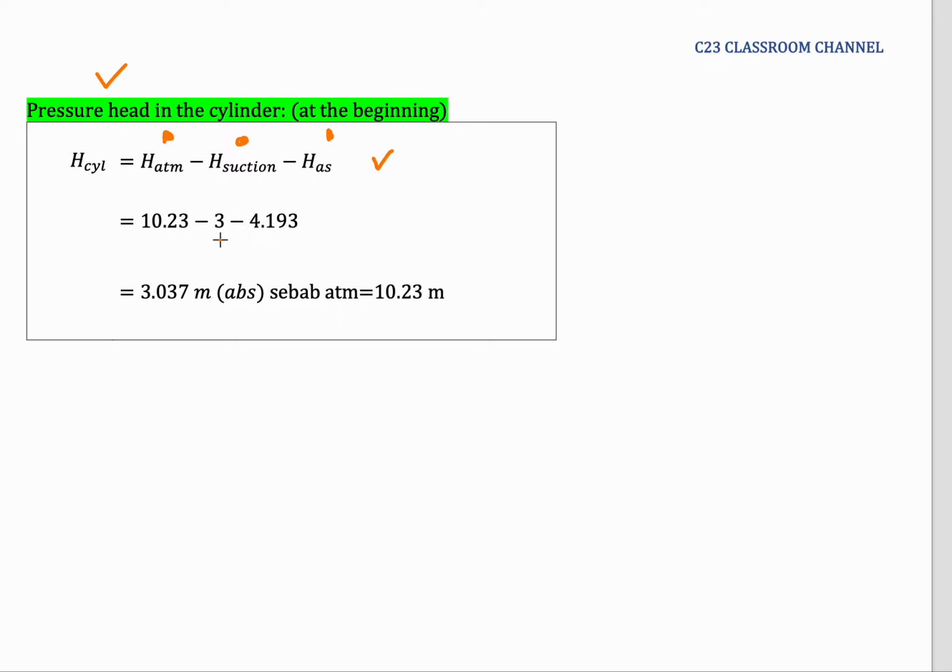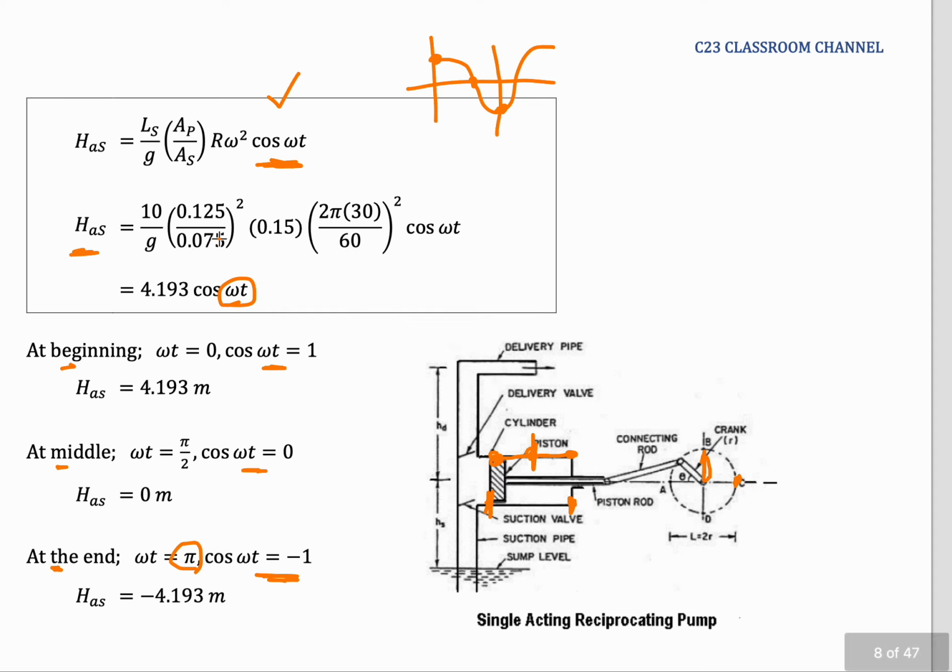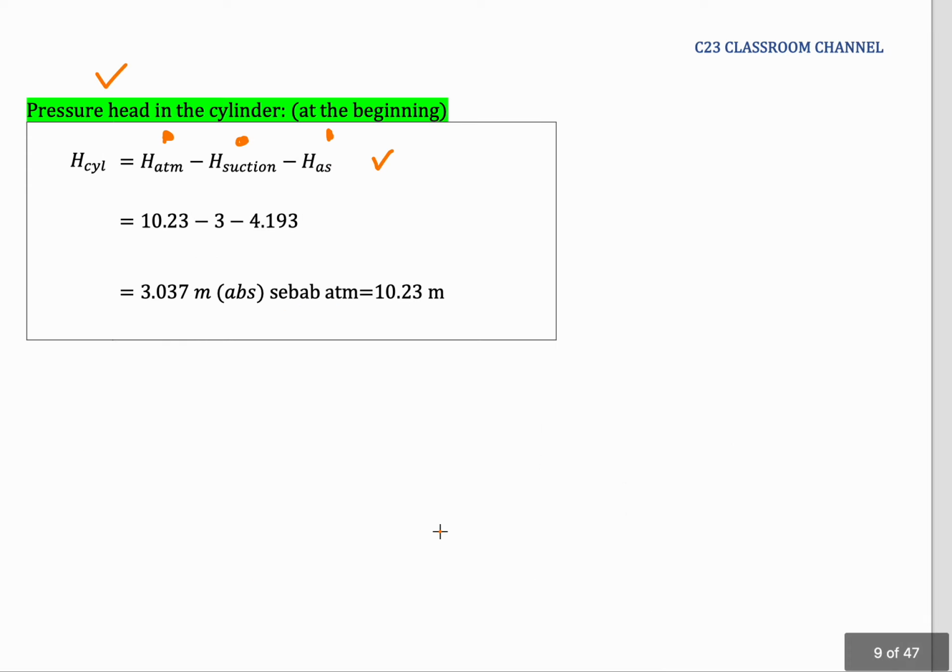According to the question, the head of atmospheric pressure is equal to 10.23 meters of water. And then we minus the head of suction. Head of suction means the height from the input water level until the center line of the piston. So this is the suction head. And then we minus the acceleration head.